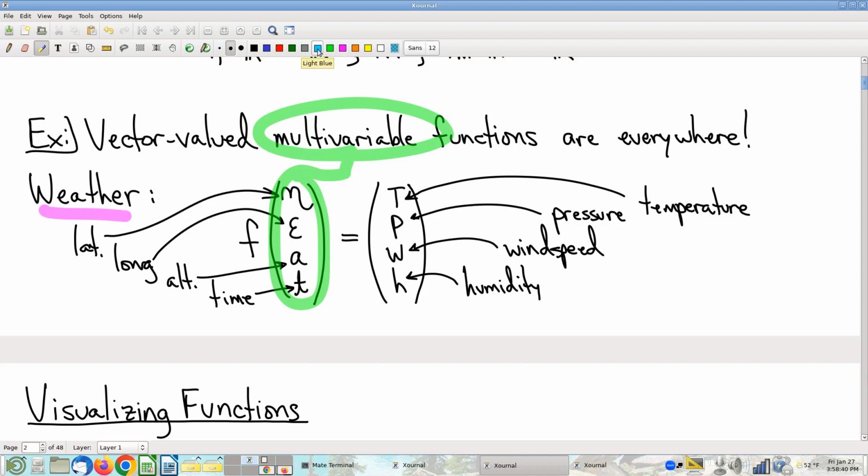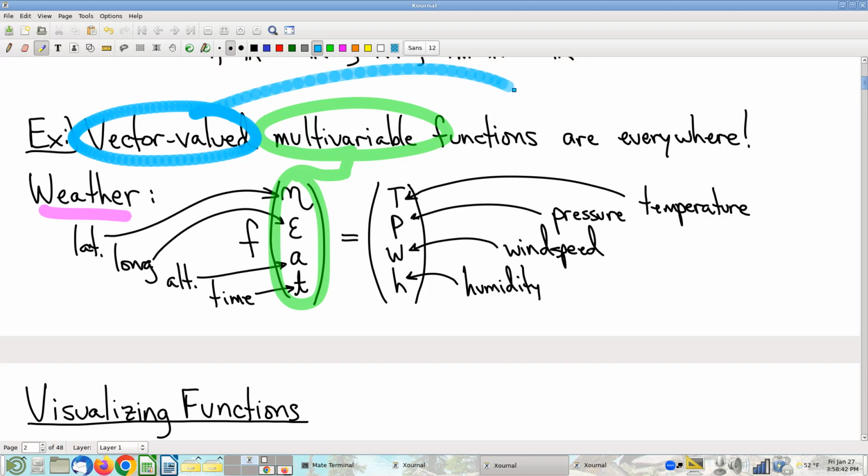And it is vector valued in the sense that there's a bunch of different numbers that you can use to describe the weather at a particular time and place. You can talk about temperature, barometric pressure, wind speed, humidity, a bunch of other things you could add in there if you want to, depending on how much you like to talk about the weather. So, vector valued multivariable function.